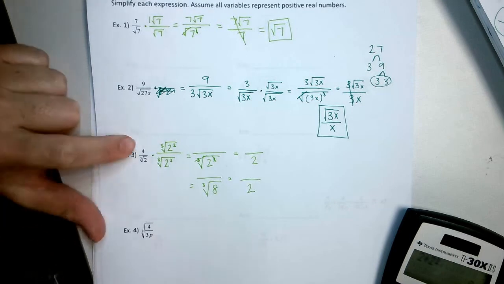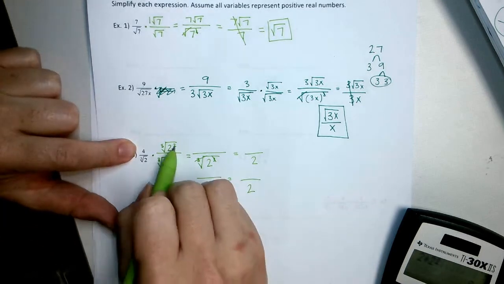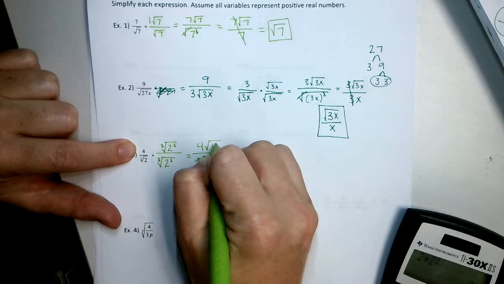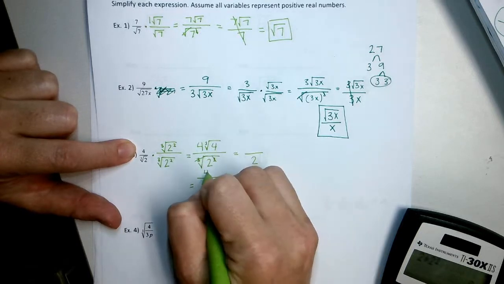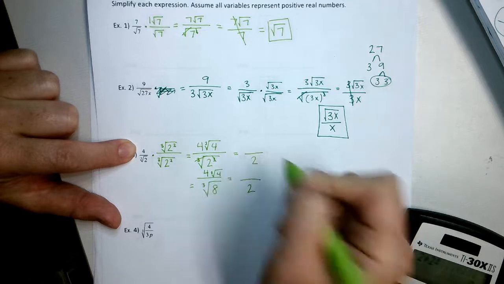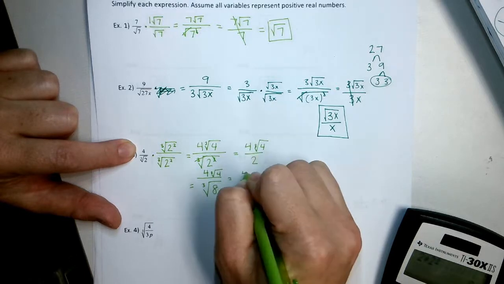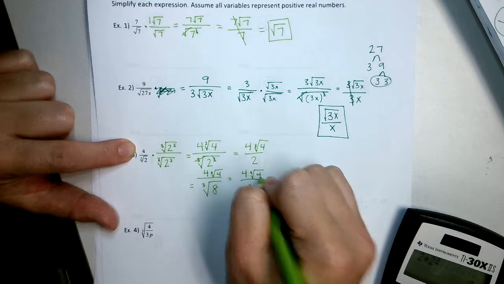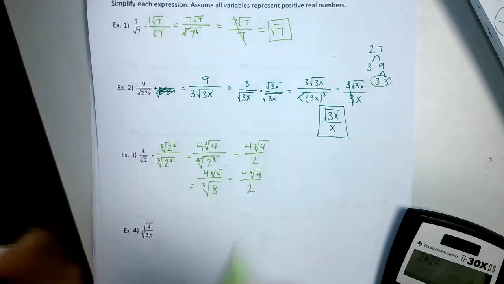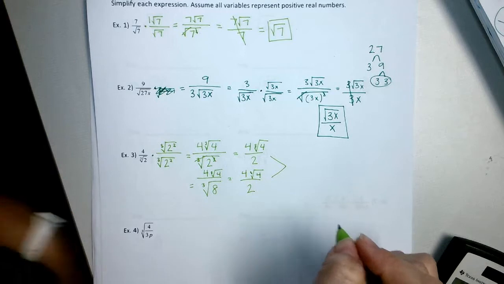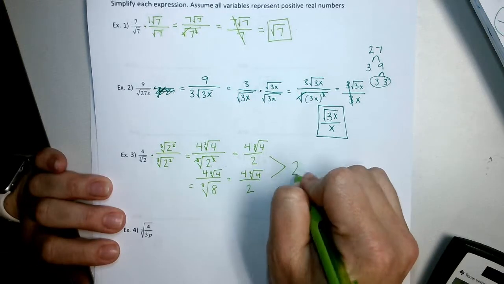Now, on top, I want you to realize 2 squared is just 4, so 4 cube root 4. What simplifies? The 4 and the 2. What's 4 divided by 2? 2 and 1.